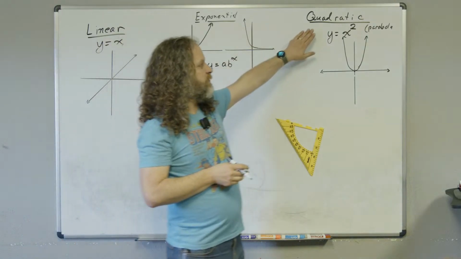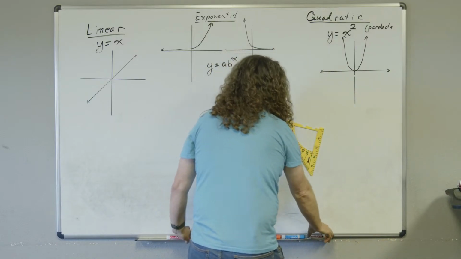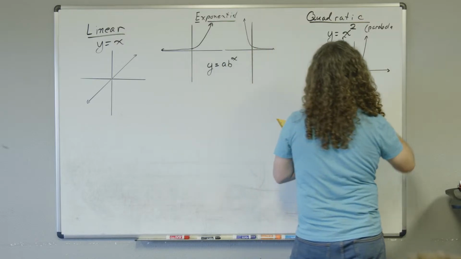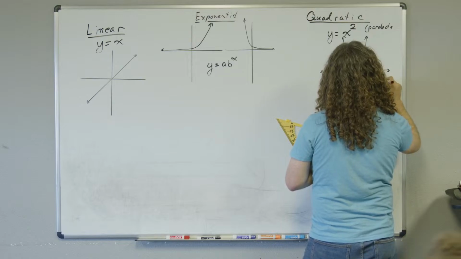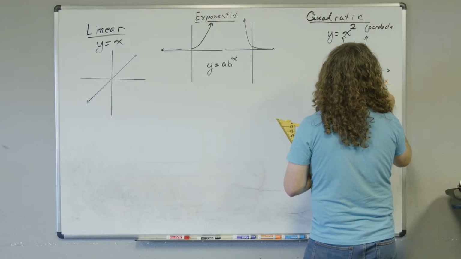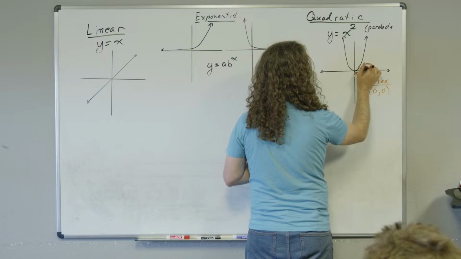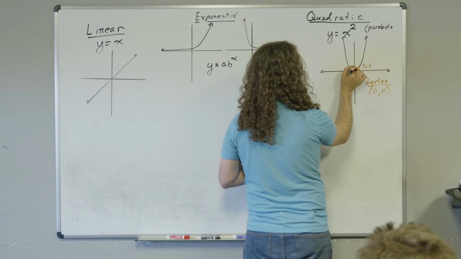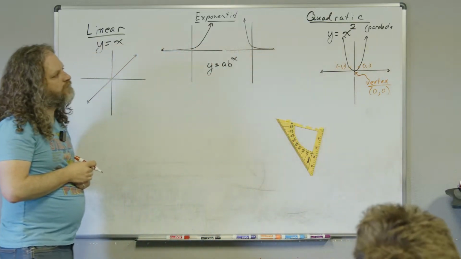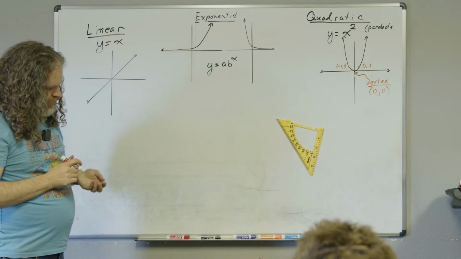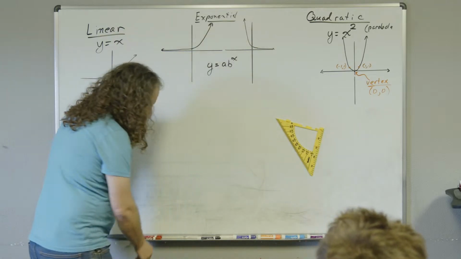The parent function, just this one, it has a vertex right here at 0, 0. It also, just the parent function, goes through the points 1, 1, and then it's mirrored over here at negative 1, 1. Right. Making sense so far? Easy peasy so far. Okay.